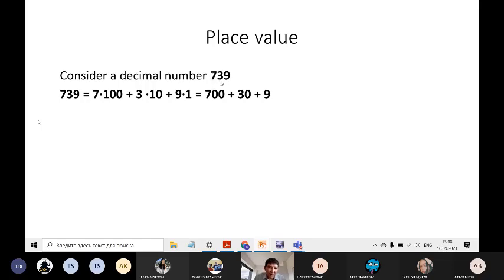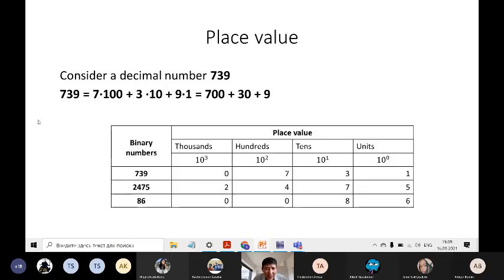So what will be the place value of the next position? For example, if we had some digit after 7 here, what would be its place value? 1000, right? It's very easy. You just multiply by 10 each time.